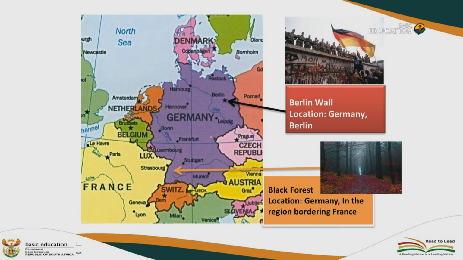And then we've got the Berlin Wall. The Berlin Wall is an icon which is located in Berlin, Germany. And then also we have the Black Forest, which is also located in Germany, in the region that borders France. Check your map where it is located. There are the two of them, the Berlin Wall together with the Black Forest. With your grade 12 textbook, check the history behind the Berlin Wall, especially tourists that are historical tourists. They love visiting this.